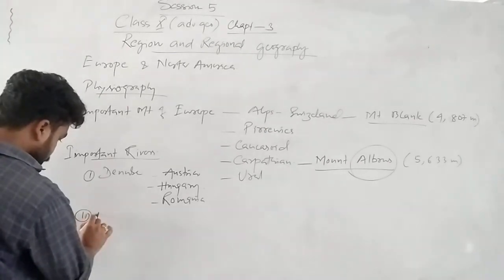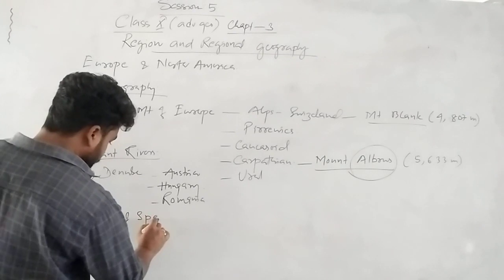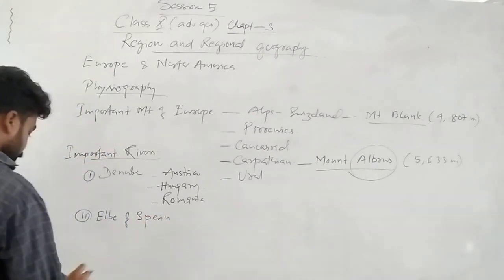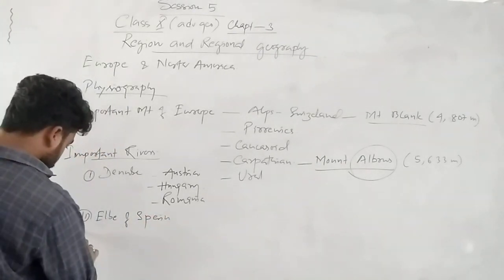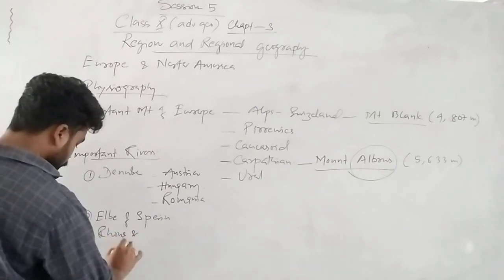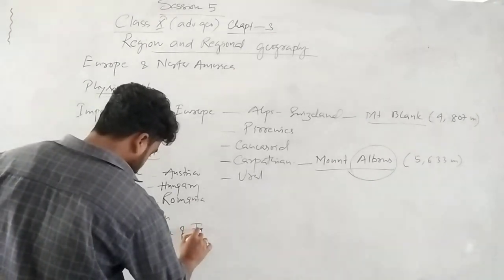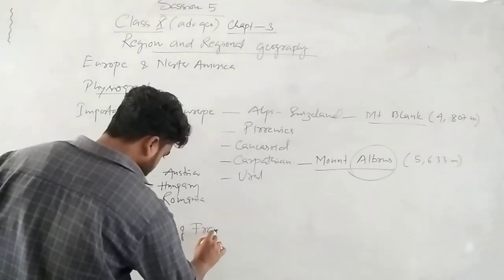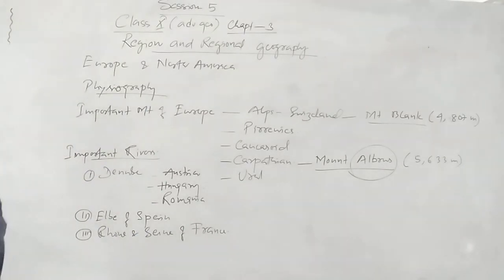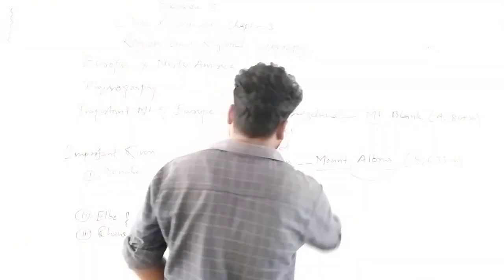Another river is in Spain. Then I think you have heard about Rhone Valley, the Rhone and Seine of France. So Rhone is an important river in France.